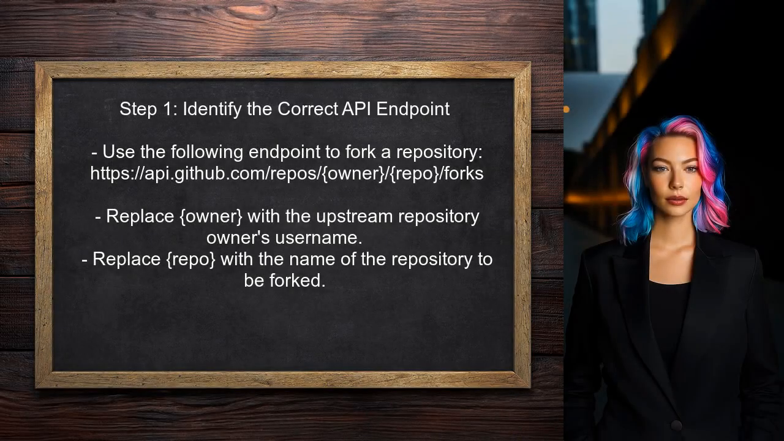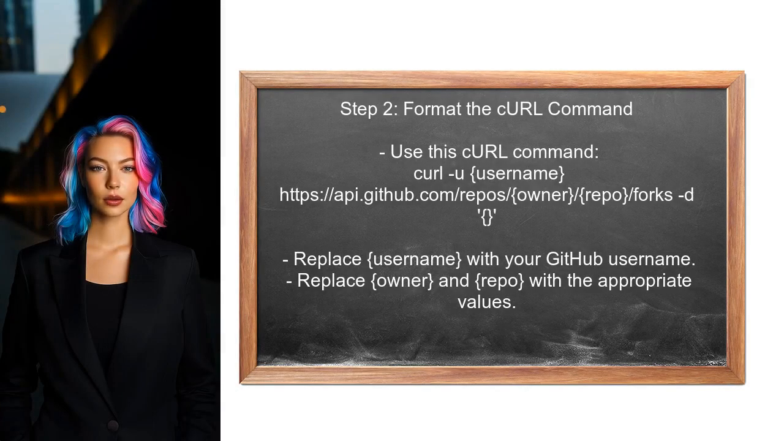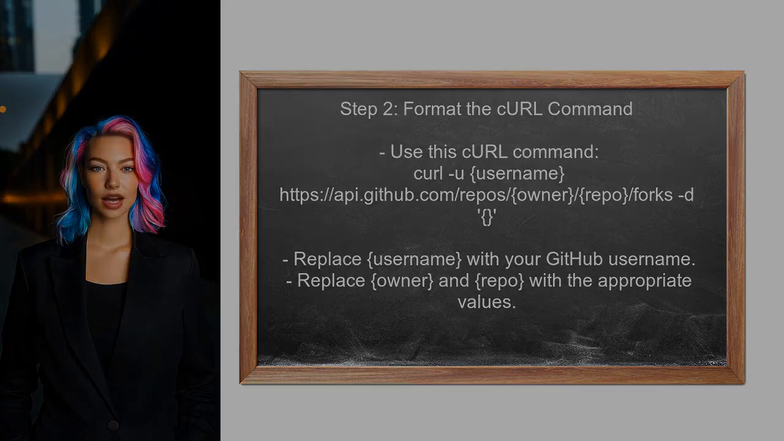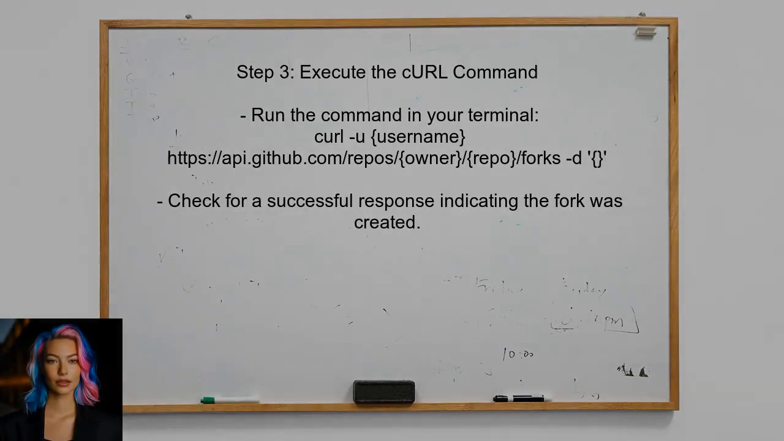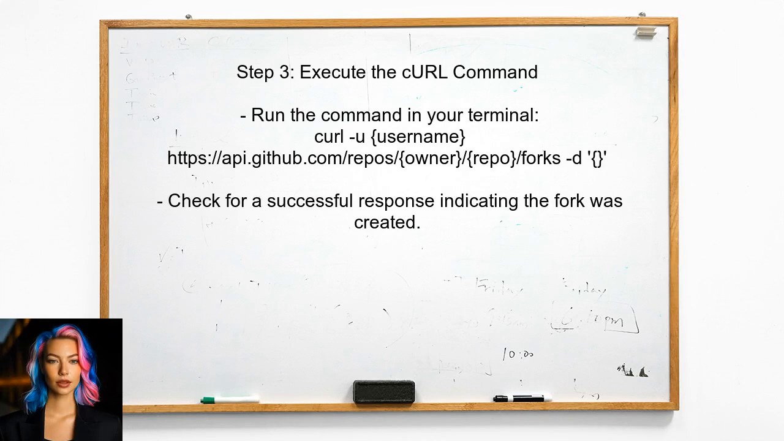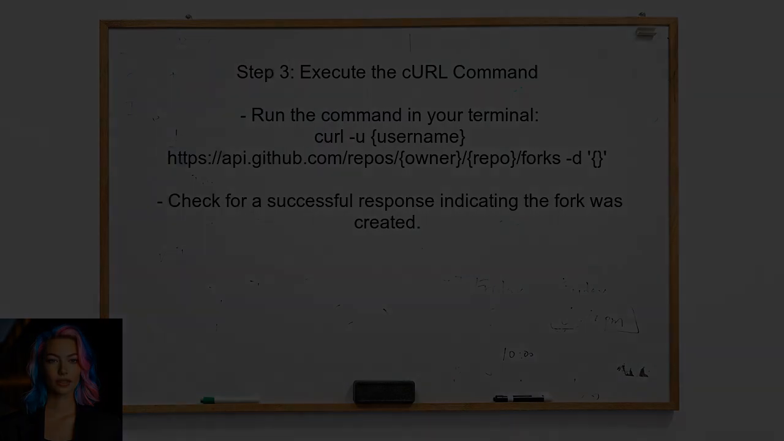To begin forking a GitHub repository using the command line, the user should first ensure they have the correct API endpoint. The correct endpoint for forking a repository is structured as follows. Next, the user needs to format their cURL command correctly. The command should include the authentication and the necessary data to create the fork. After setting up the command, the user should execute it in their terminal. This will send a request to the GitHub API to create a fork of the specified repository.